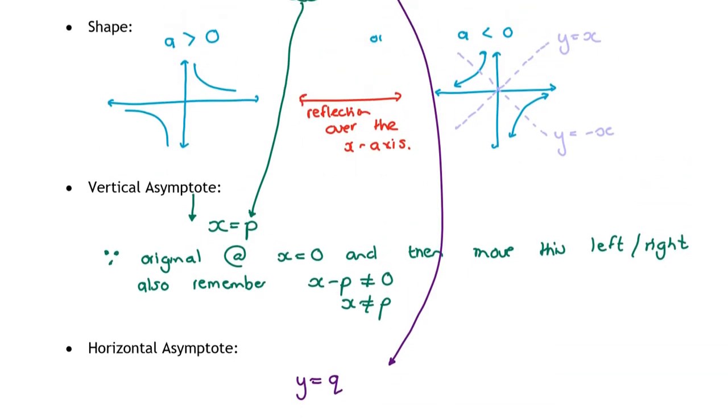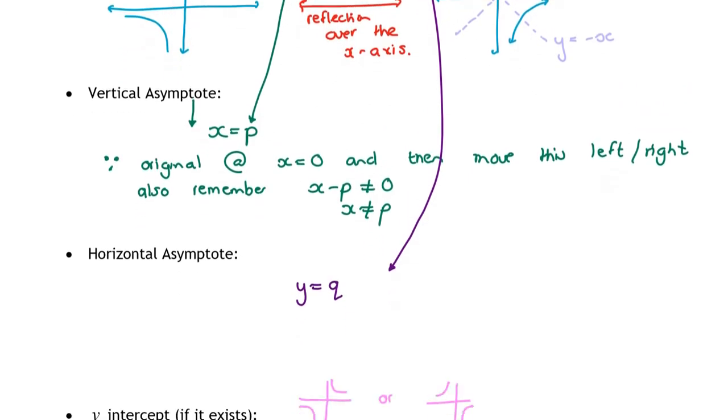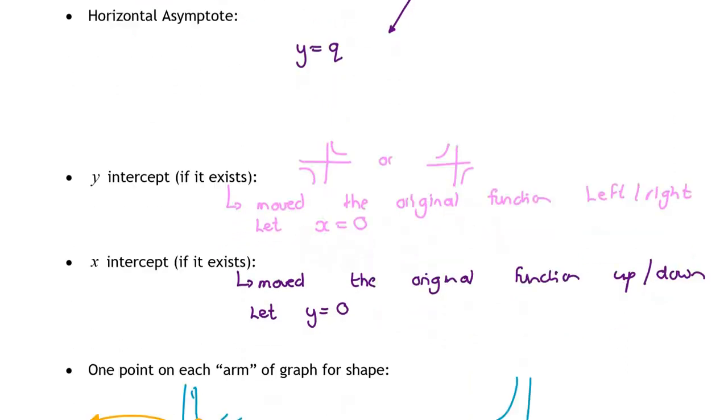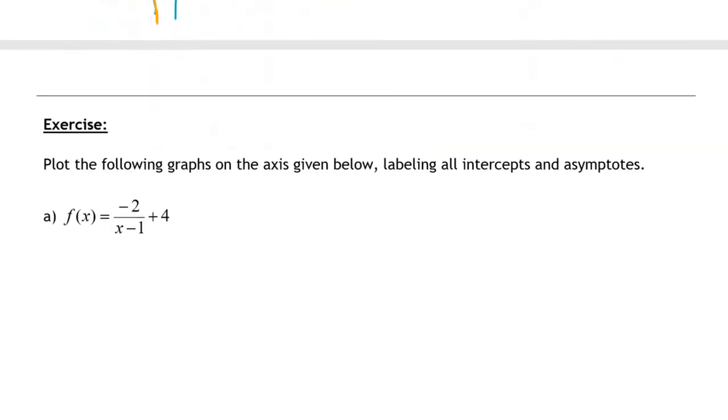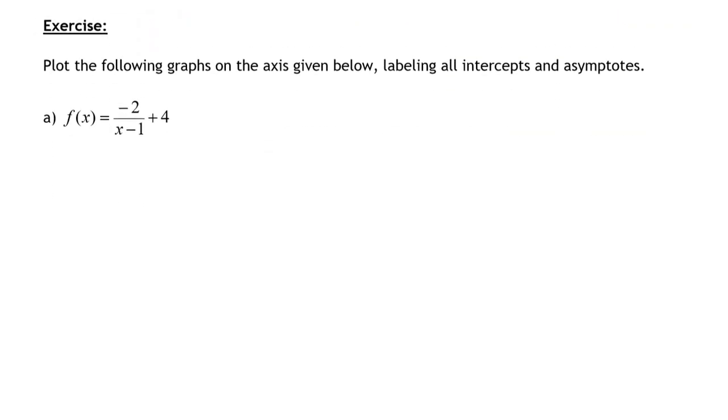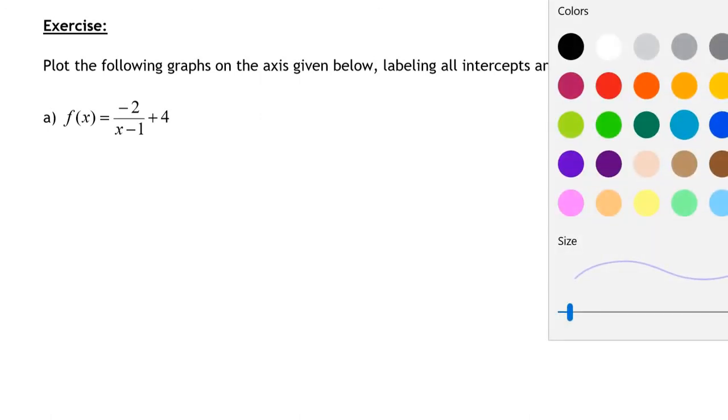So this is basically a summary. We need to know our shape, we need to know our asymptotes, and we need to be able to find our intercepts if they exist. So let's go look at the exercise together. We're also going to find the axis of symmetry, which they haven't asked for, because we do need to practice that. So let's have a look.